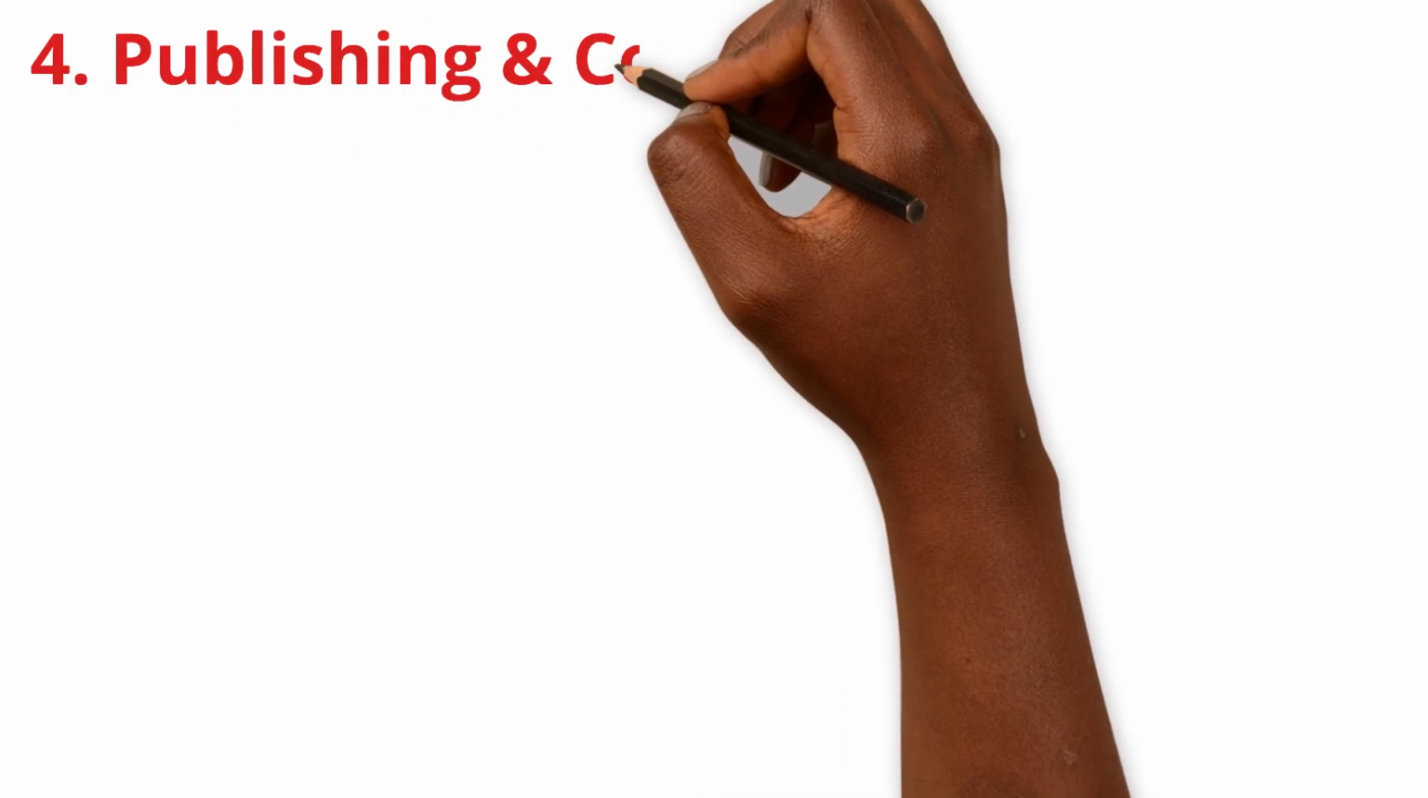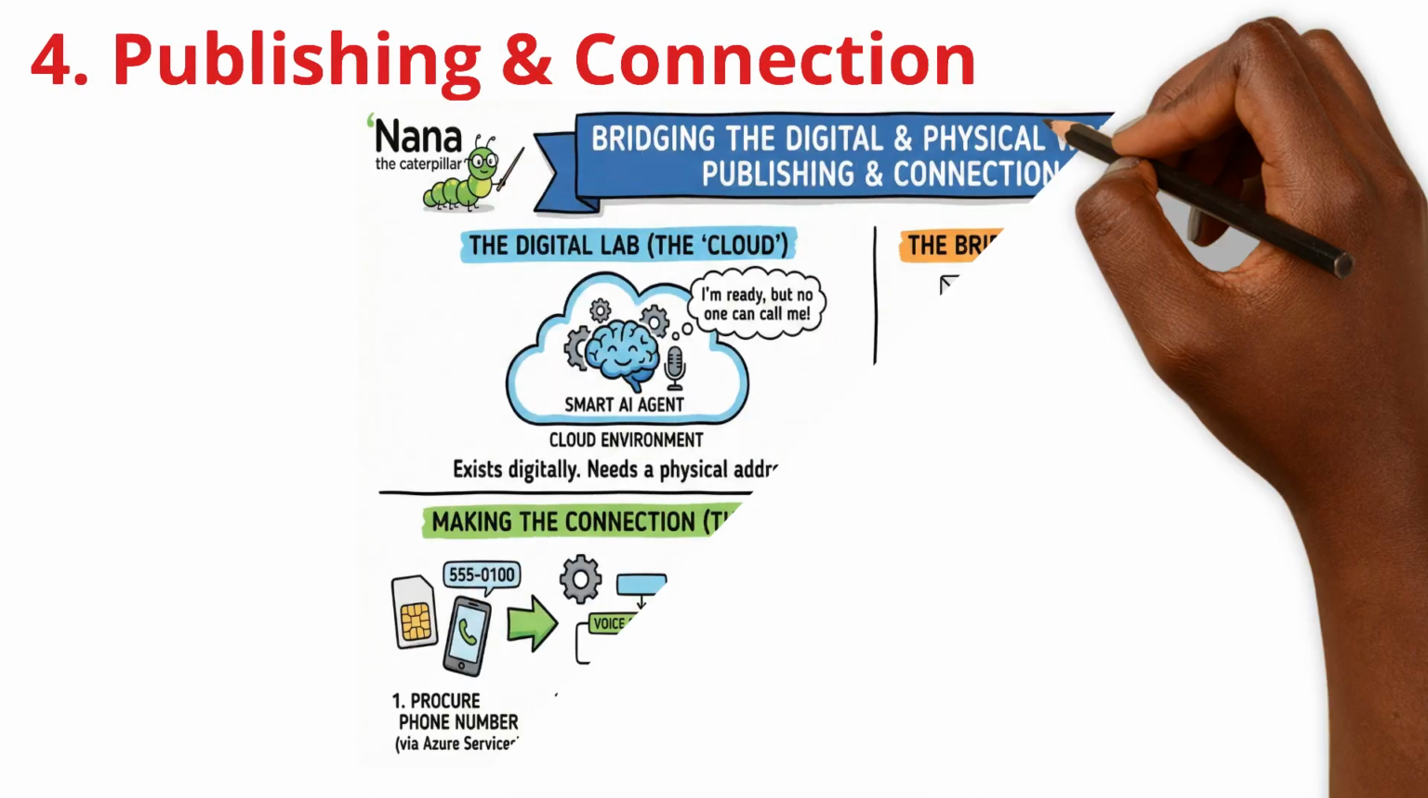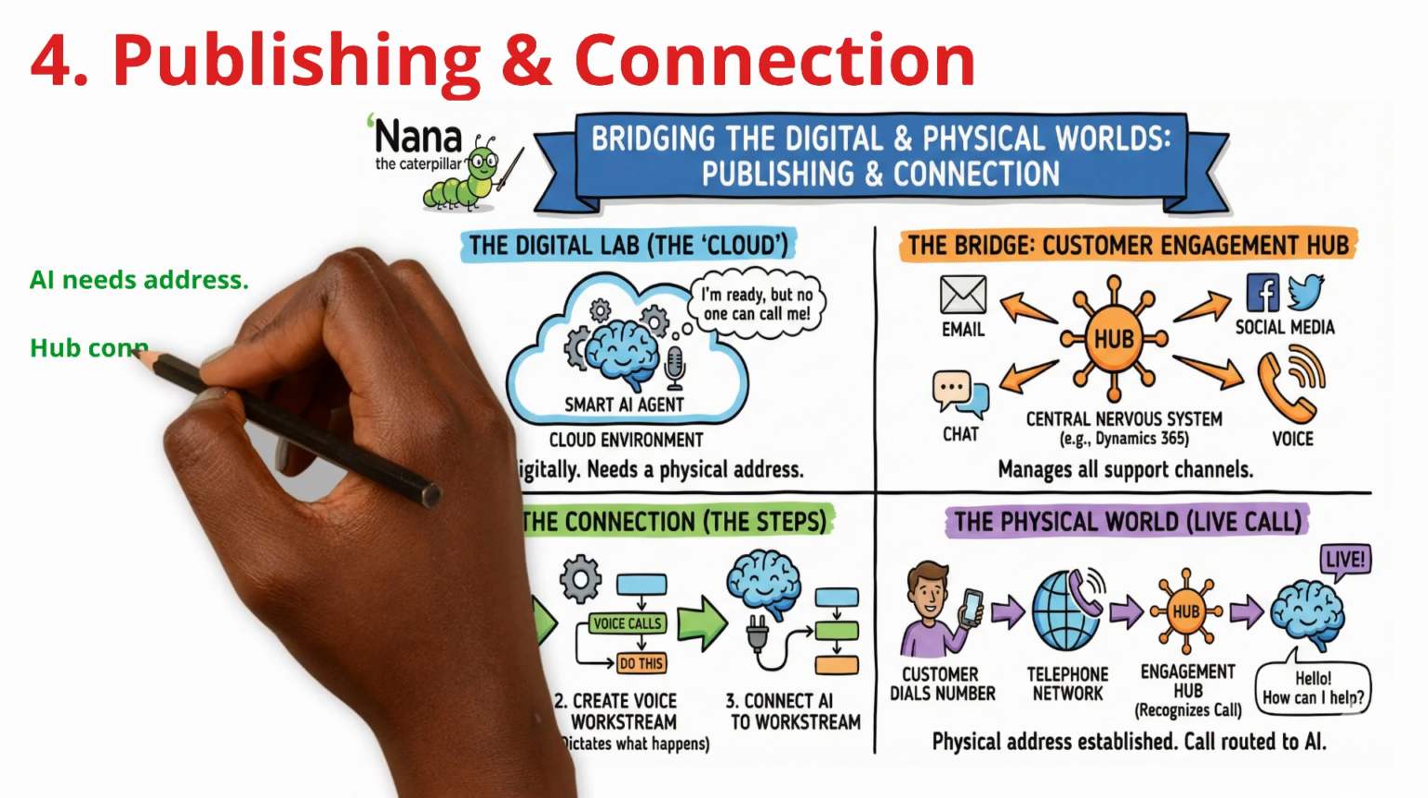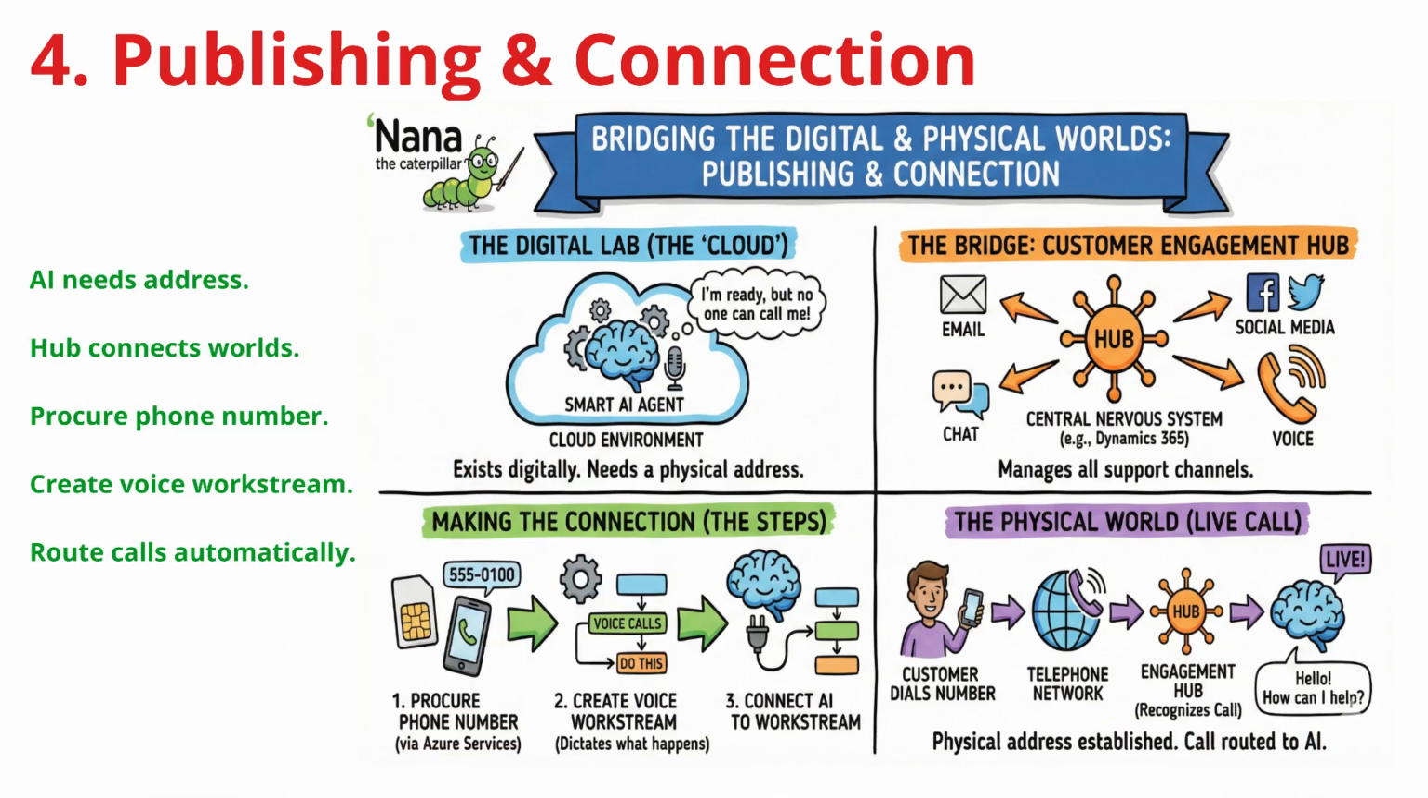You can build the smartest AI agent in a digital laboratory, hanging out in the cloud, but it's currently useless because nobody can actually call it. It exists digitally, but lacks a physical address on the global telephone network. To fix this, we need a bridge. That bridge is the Customer Engagement Hub. Think of it as the central nervous system for support, managing everything from emails to voice calls.